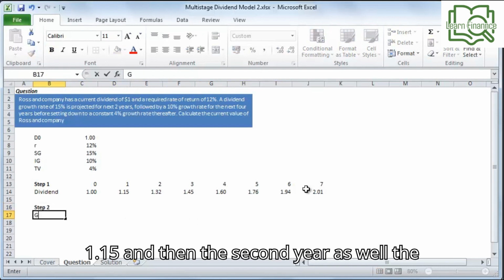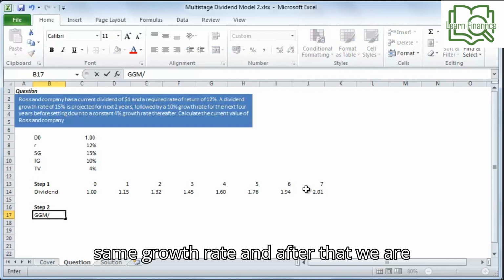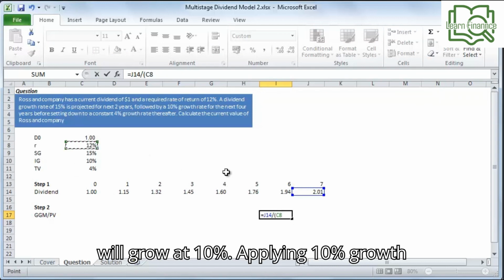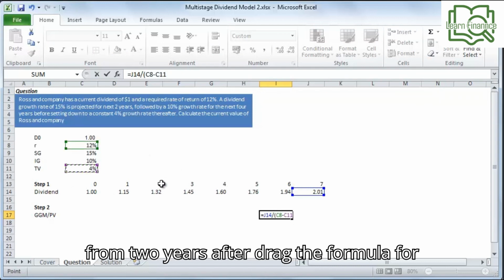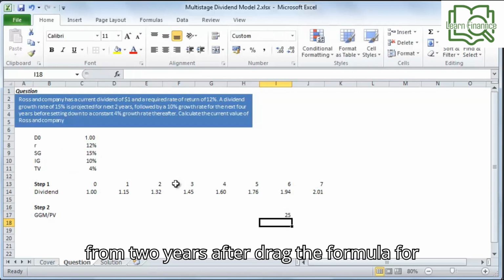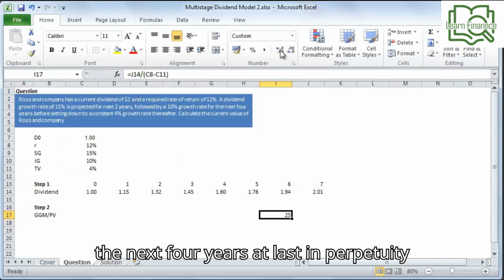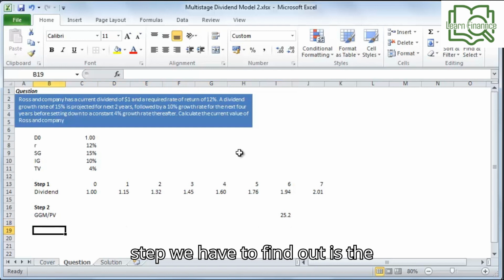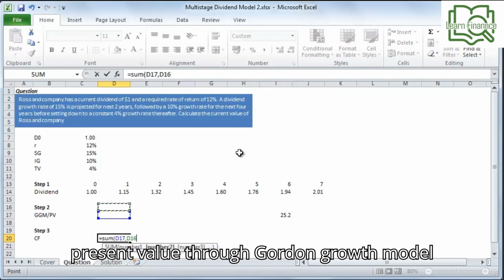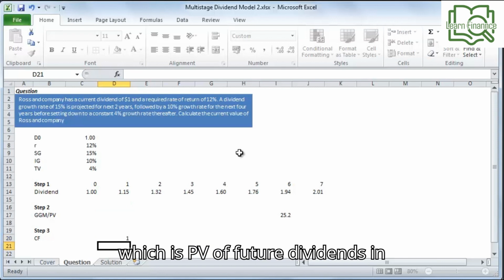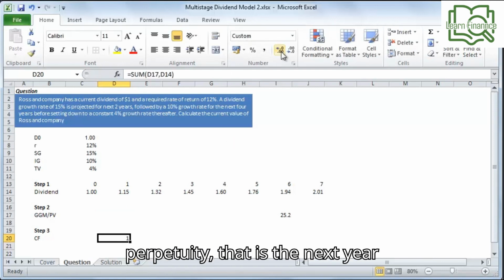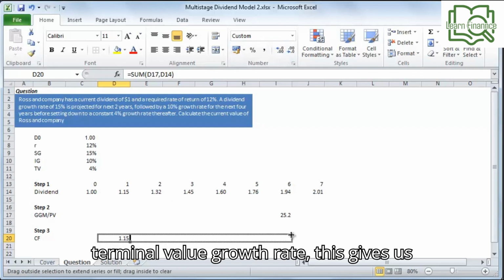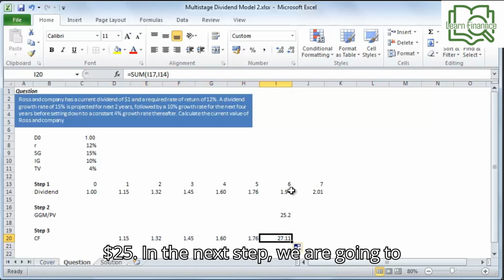So, we get 1.15, and then the second year as well, the same growth rate, and after that we are given that for the next 4 years it will grow at 10%. Applying 10% growth from 2 years after, drag the formula for the next 4 years. At last, in perpetuity it grows at 4%. Then, as a next step, we have to find the present value through the Gordon growth model, which is the PV of future dividends in perpetuity, that is the next year dividend divided by R minus G. With the terminal value growth rate, this gives us $25.